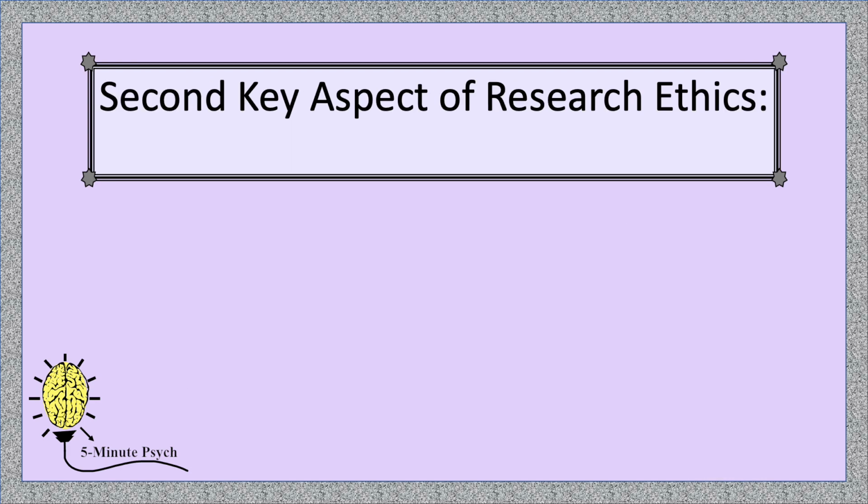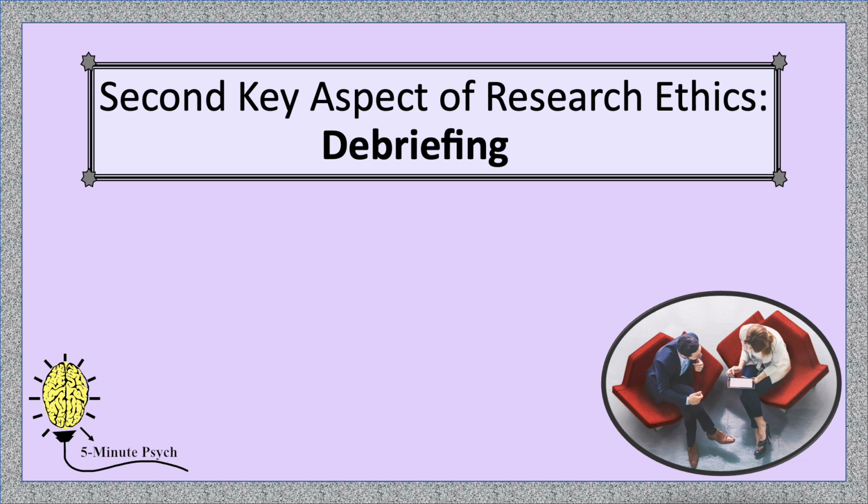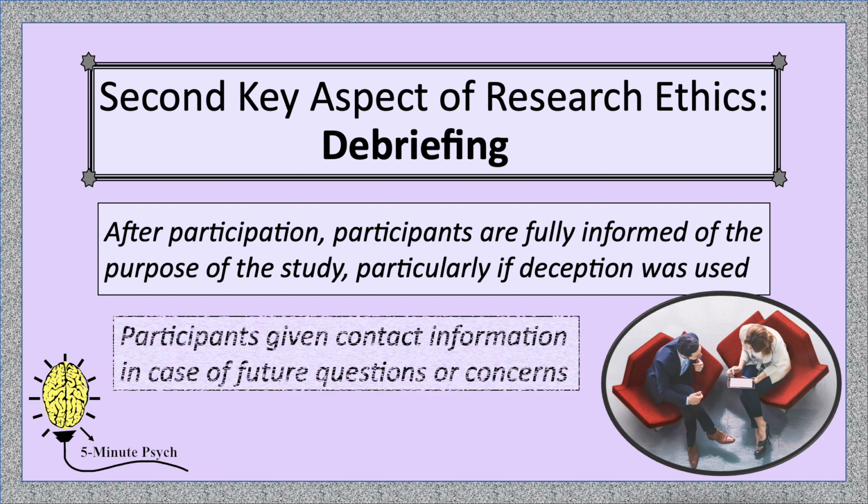The second key aspect of research ethics is debriefing, which occurs after the study when participants are fully informed of the purpose of the study, particularly if deception was used, and any questions are answered. Participants are also given contact information in case they have questions or concerns in the future.